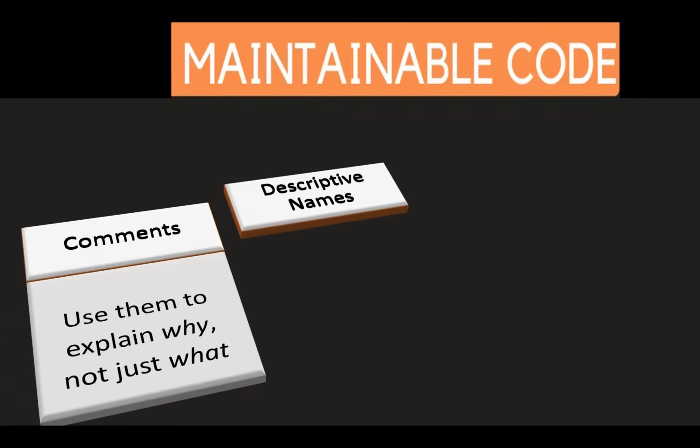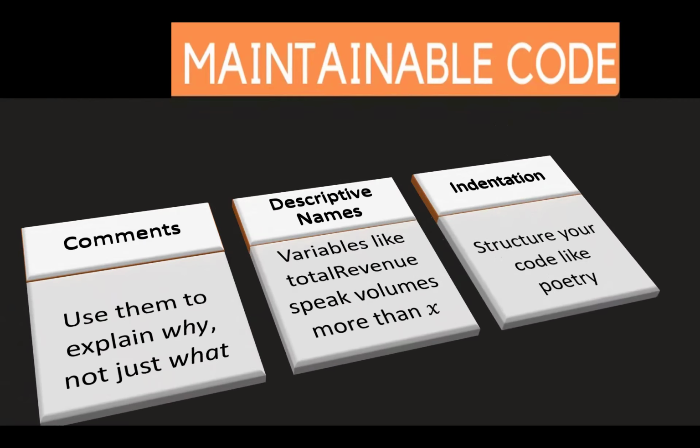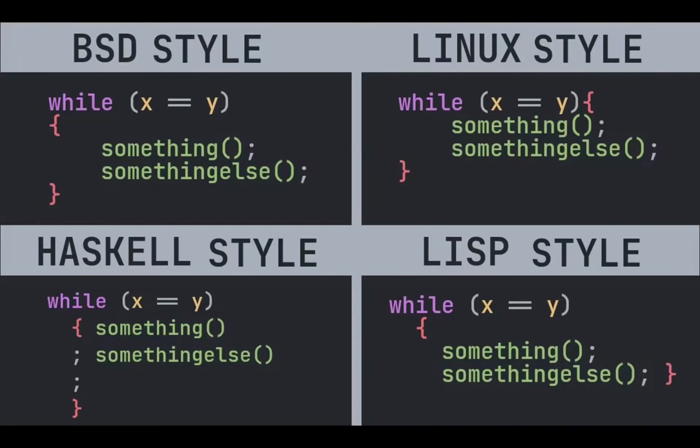For comments, descriptive names, indentation. Structure your code like poetry, each line flowing with purpose and clarity. I show you four styles of indentation: BSD, Linux, Haskell, and LISP. The difference in the indentation styles is the position of the brackets and the semicolon.